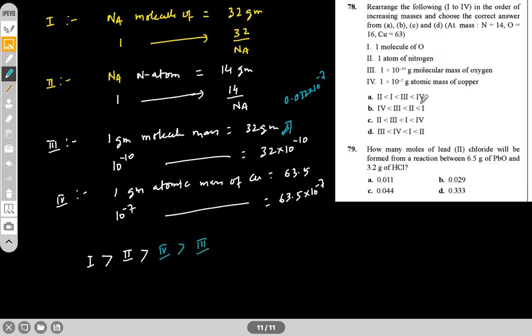So 1, 2, 3, 4, it's not correct. Only one option is correct. Is there any mistake? No, I think the answer is a bit different. It should be 1, 2, 4, and 3. This is the answer. So there is a correction in this question. Option B is the most close one. 1 will have the maximum, 4 should be here and 3 should be here. Answer is this. Correction in this question.